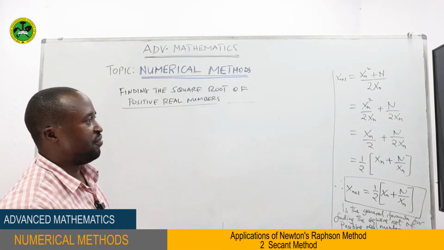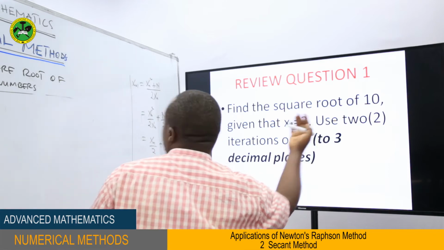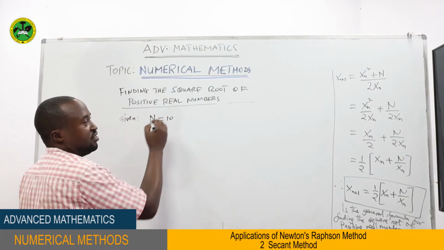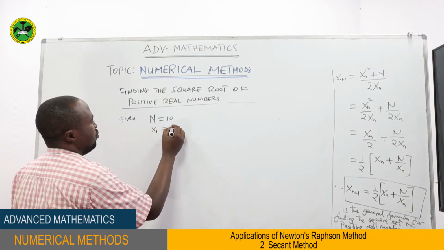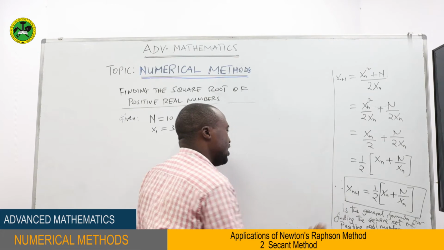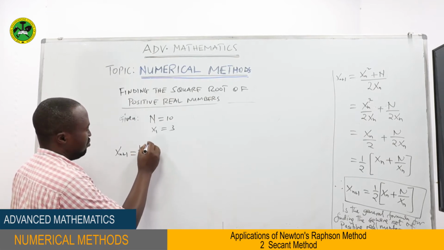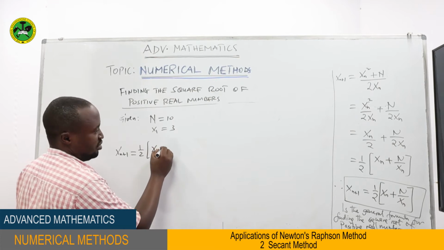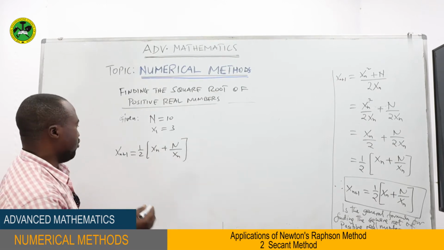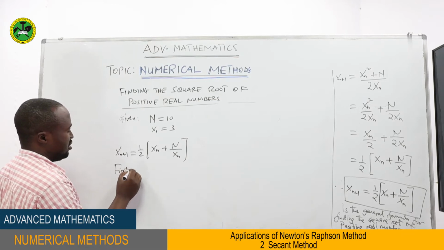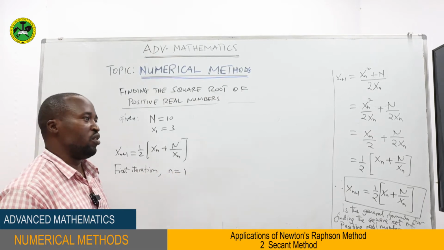So, my dear student, from our review question, we have the root of 10. That means n is equal to 10. But again, we have x1, which is equal to 3. So x1 is equal to 3. So remember, our general formula says xn plus 1 is equal to a half bracket of xn plus n over xn. Now that is our general formula. So for first iteration, we say n is equal to 1.